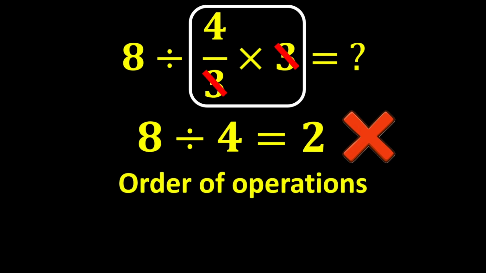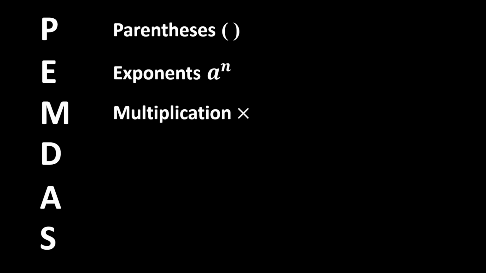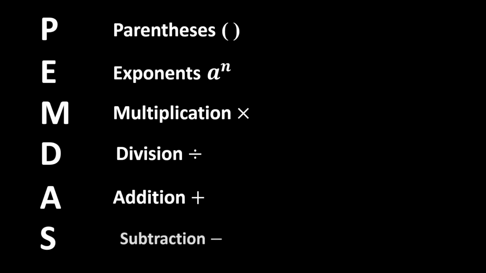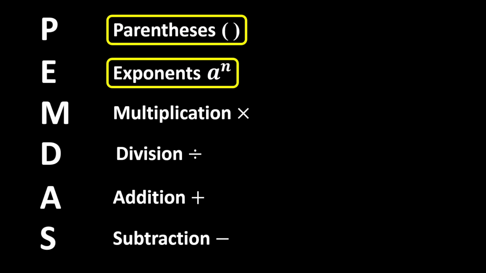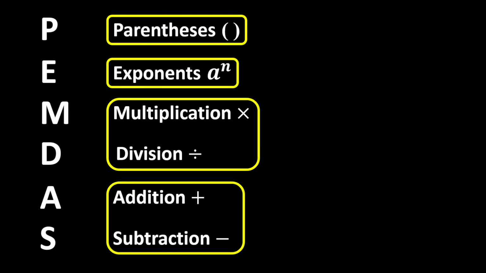the order of operations. The order of operations is commonly known by the acronym PEMDAS. In PEMDAS, P stands for parentheses, E stands for exponents, M stands for multiplication, D stands for division, A stands for addition, and S stands for subtraction. According to PEMDAS, in every mathematical expression, we first solve the parentheses, then the exponents, then multiplication and division, and finally, addition and subtraction. Keep in mind that multiplication and division have equal priority.